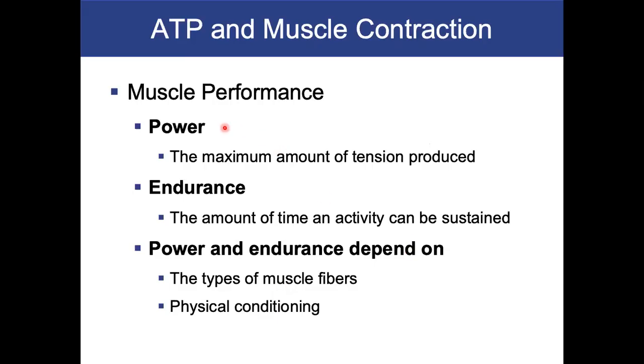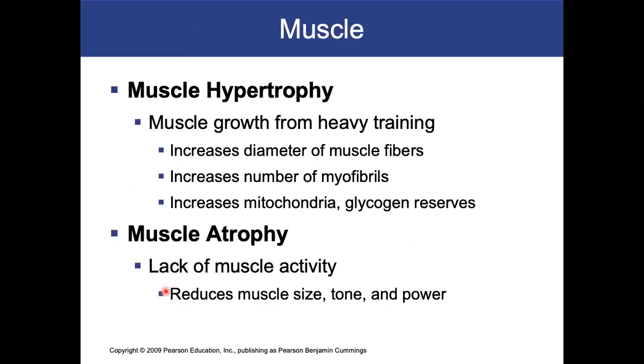Power and endurance. A couple of other things on muscle performance. Power is the max tension that the muscle can produce. Endurance is how long you can sustain that activity. Power and endurance depend on the types of muscle fibers you have or on physical conditioning. Some of it is genetic, right? How many fast twitch muscles, how many slow twitch muscles, how many intermediate ones do you have? But then there's physical conditioning too. If you lift weights and work on bursting, or if you work on endurance training with running, the muscles are going to respond to a certain extent.